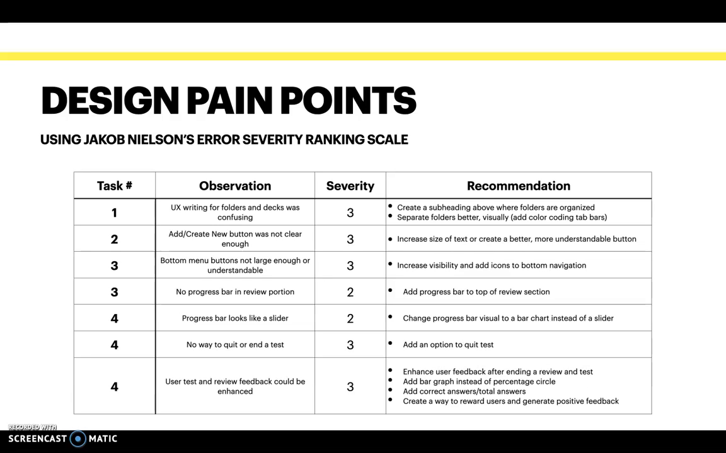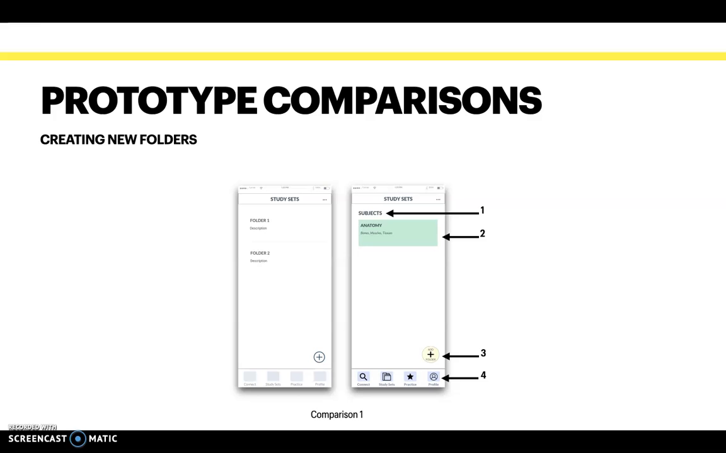Even the progress bar at the top of our test section looked like a slider that some people tried to use. We found also that there was no way to quit or end a test, which was a problem, and our review and test feedback wasn't as comprehensive as it could have been. Here you can see some of the revisions we made.